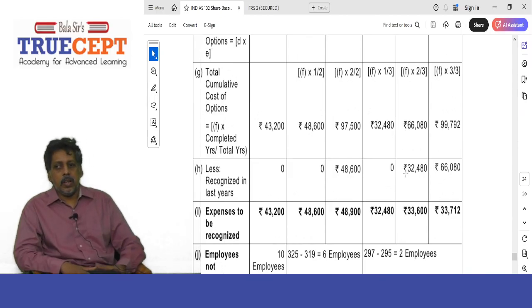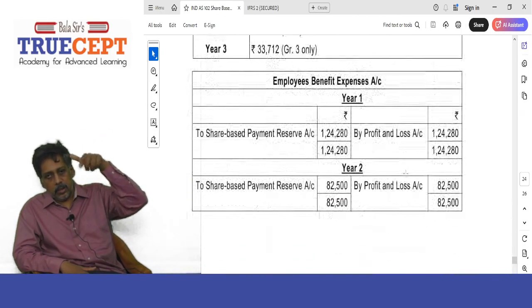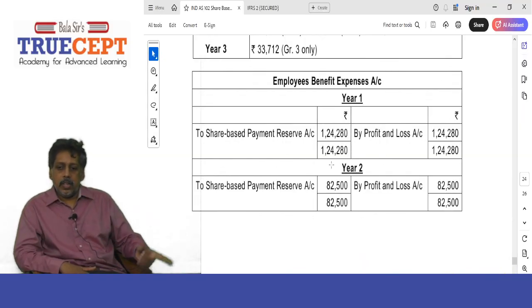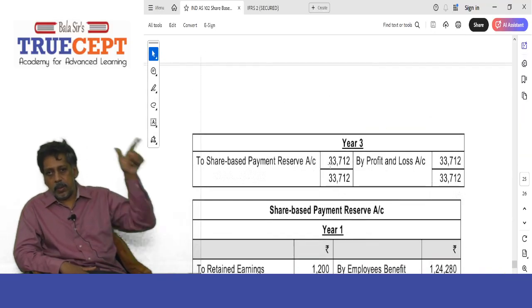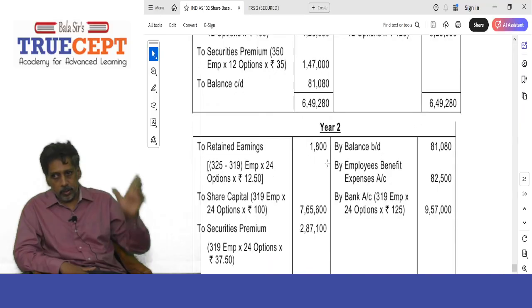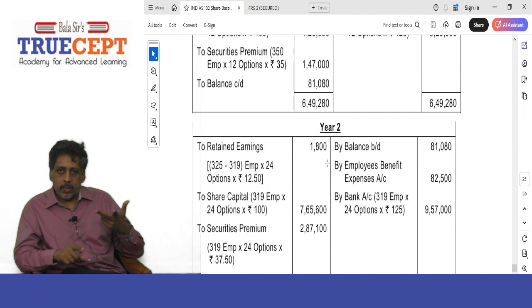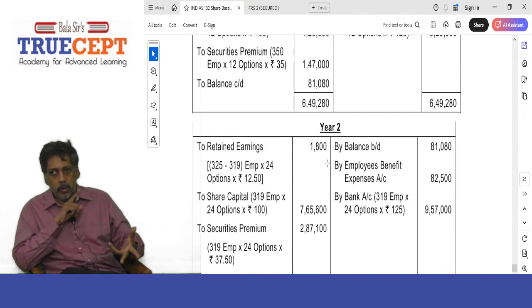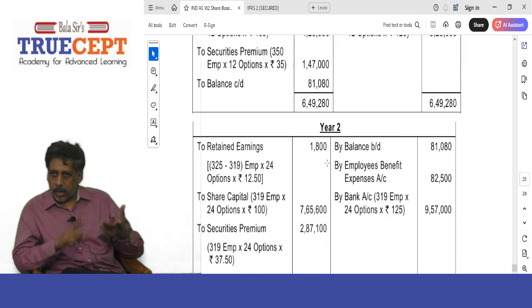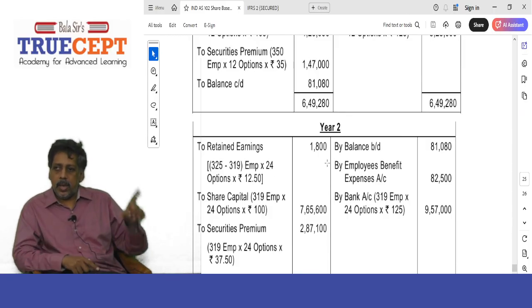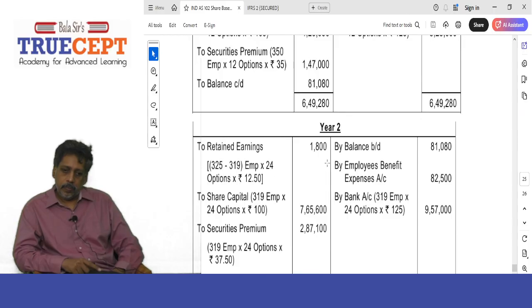Understood? Now let's go to the ledger account. Just see the share-based payment reserve account. I'll focus on that. The expense account you can manage, right? So just see on the credit side, by balance brought down, how much? 81,080 rupees. Then by employee benefit expense, what you got for the current year? 82,500.